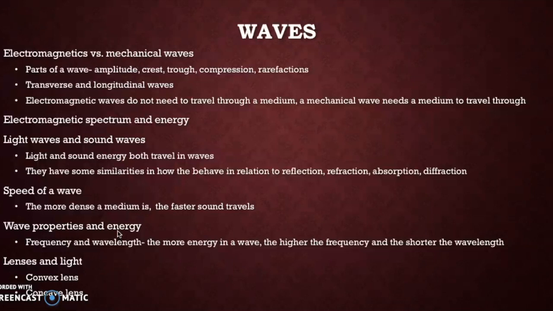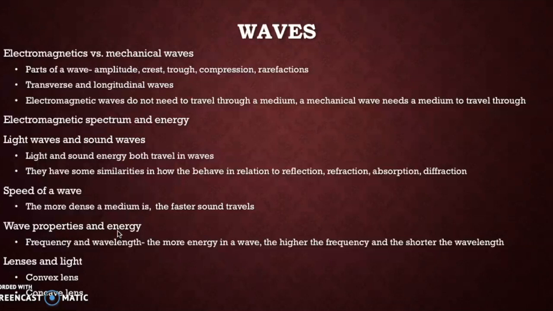Same with light. When you use lenses, those convex and concave lenses, you can get some reflection and some refraction. Remember, refraction takes that white light and splits it, bends the light, and that's when you can see all the colors of the rainbow. There's speed of a wave in terms of density. So the more dense a medium is, the faster sound travels through it.